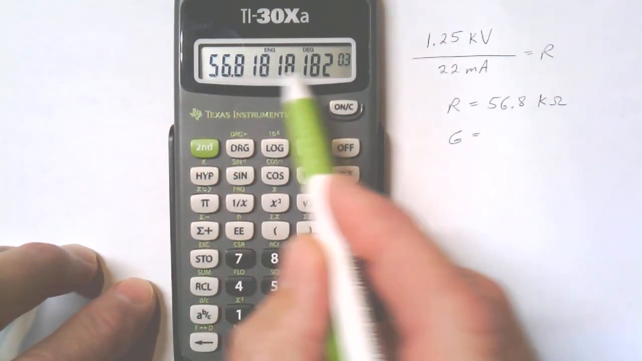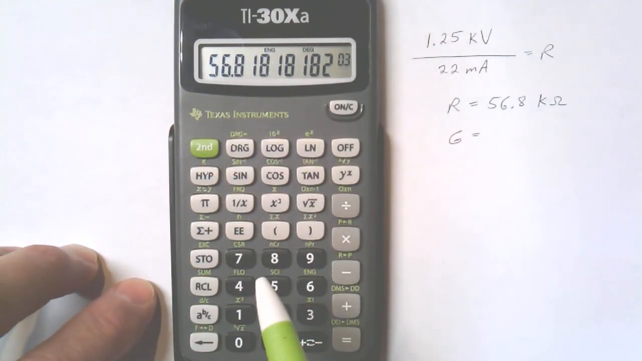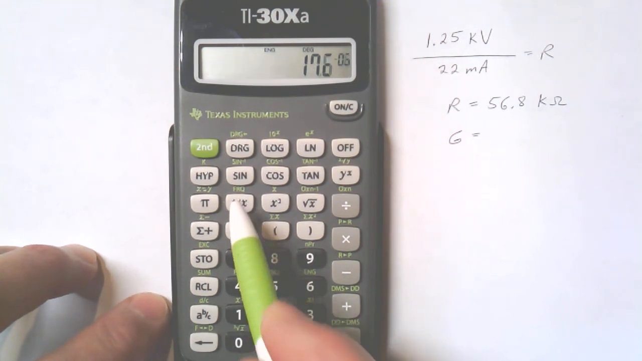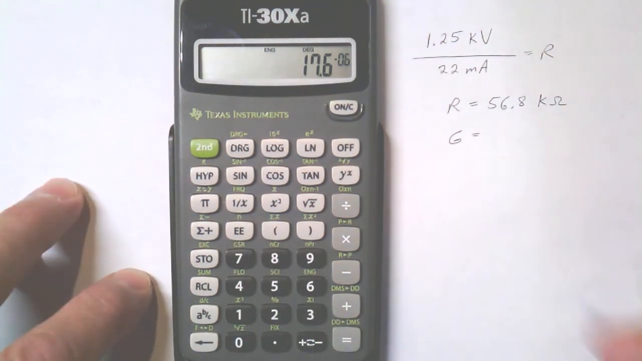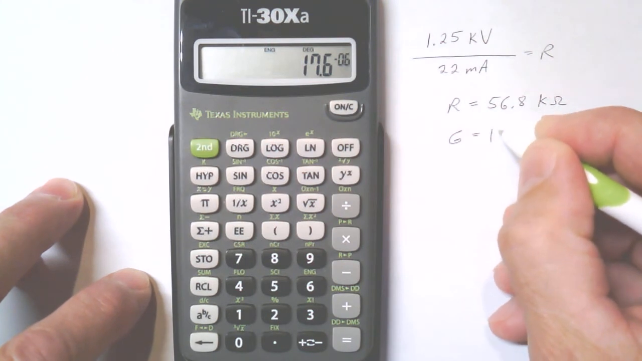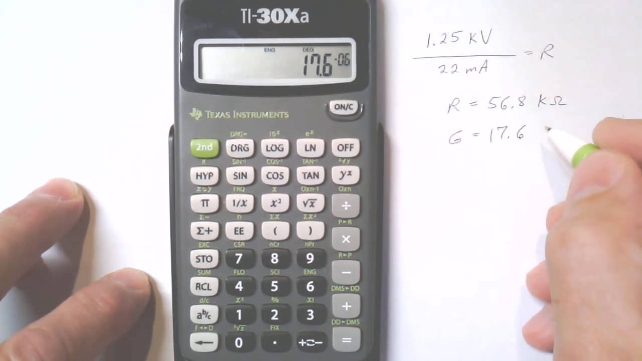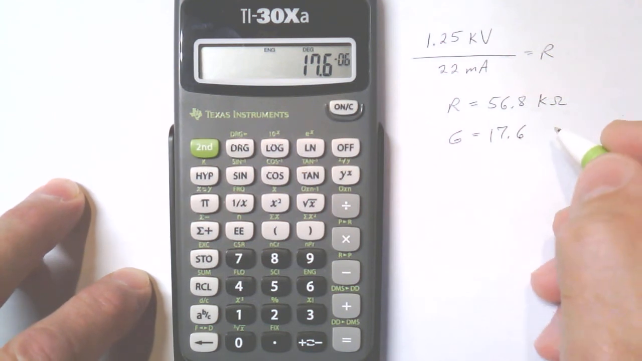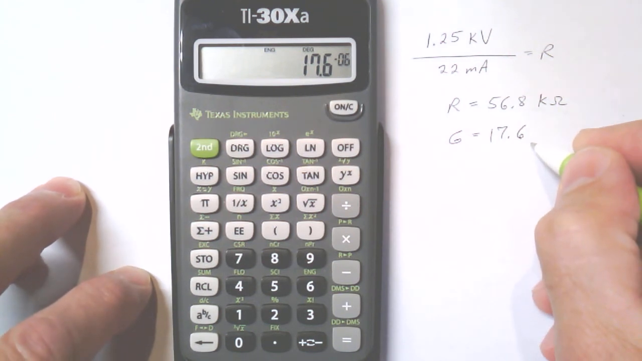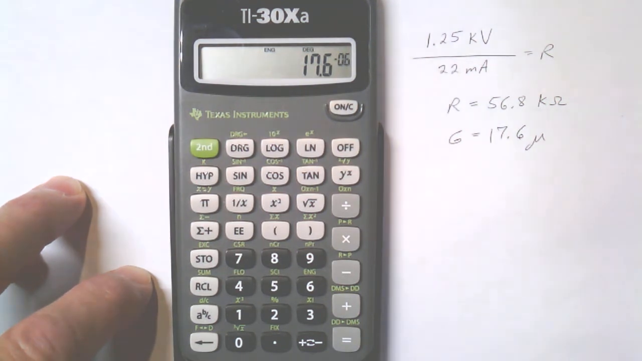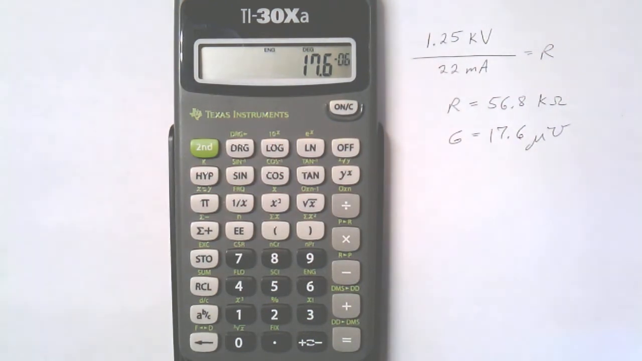I mean, I have resistance showing on the screen, 56.8 kilo ohms. If I hit the inverse button, I've got conductance showing on the screen, and the conductance is 17.6 times 10 to the negative 6. That's micro, right? So that would be micro, not ohms, because it's conductance. So micromhos. And there we go. And problem solved.